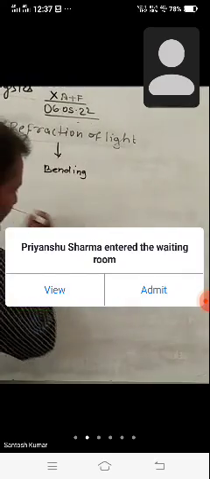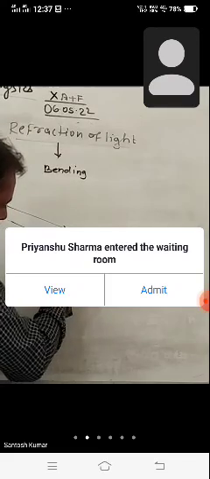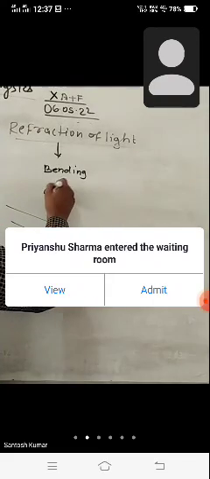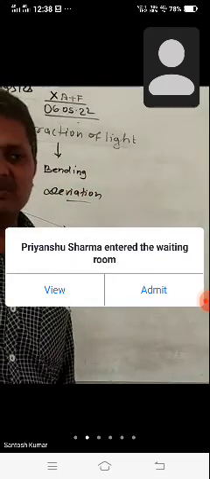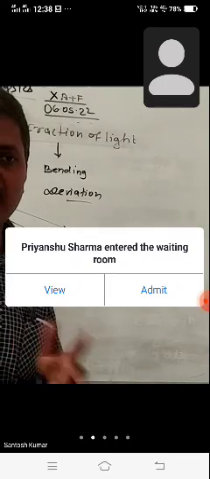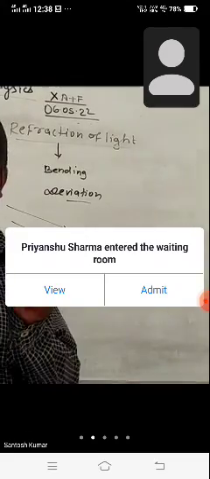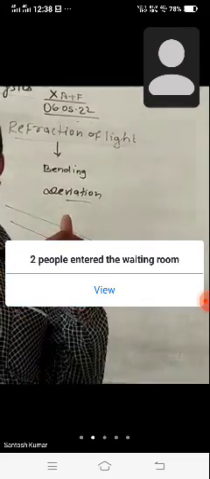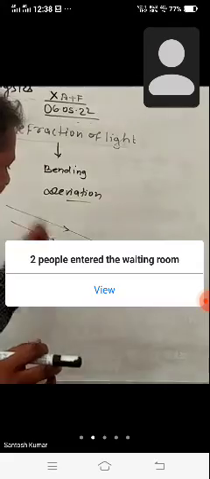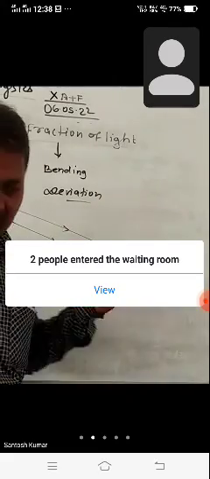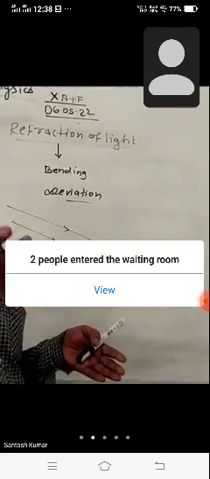Bending means if a light ray is moving along this path, now it will deviate from this path. This is actually the bending, this deviation. So in the books it has been mentioned, but you have to understand that there is no bending of the light. Light is not an object that it will bend. It moves through a particular medium, so there is a deviation from its actual path. That is deviation. That is bending.